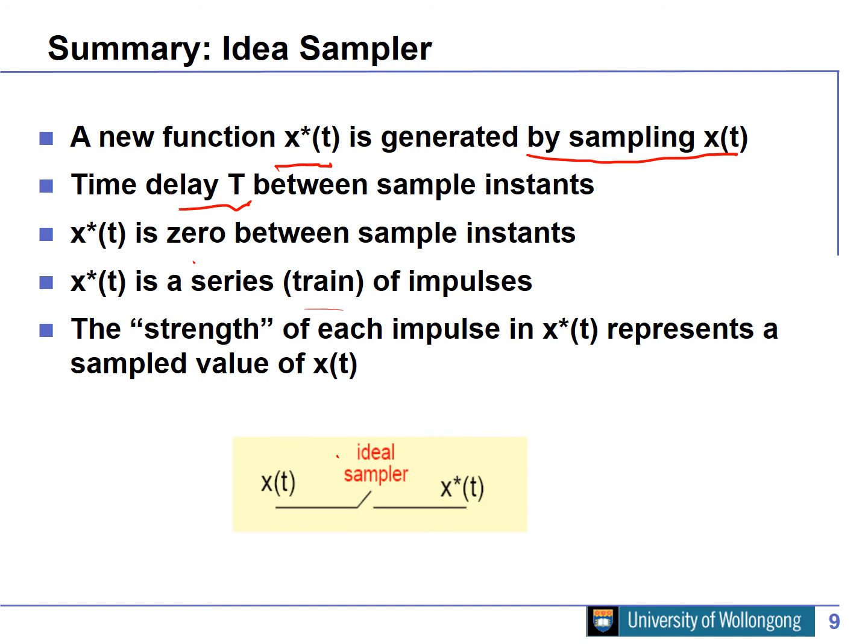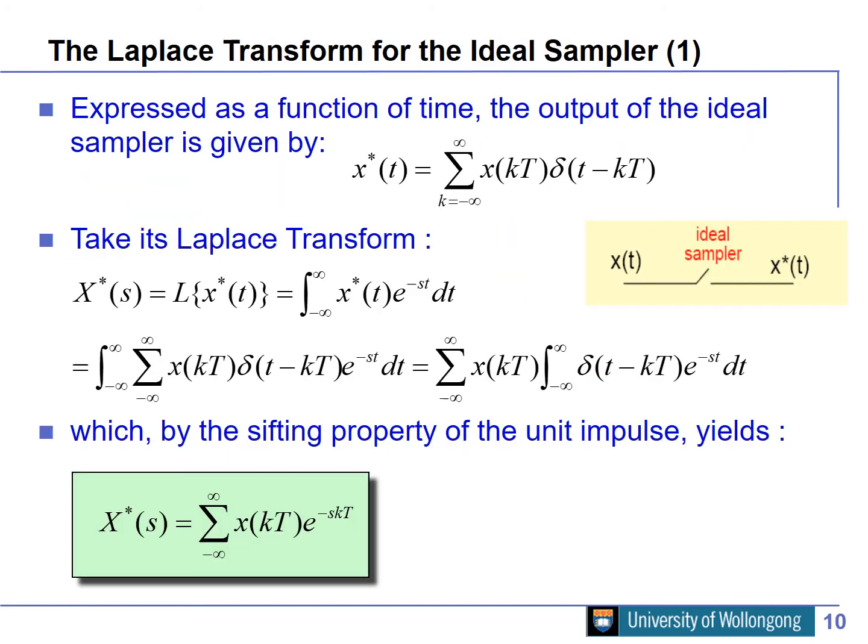frequency. And x star t only has value at the sampling moments. It will be 0 between those sampling moments. It's a train of impulse signals, and the strength of each impulse in x star t represents the value of x(t) at that moment. So this is perfect, right? This is exactly what we want.